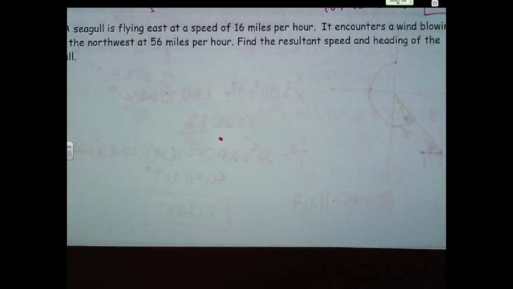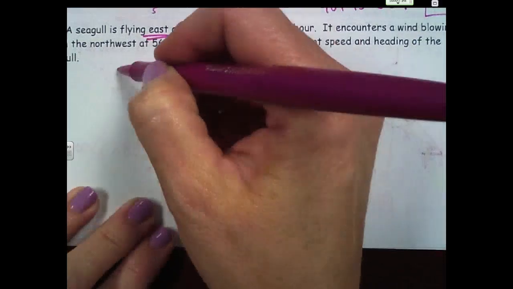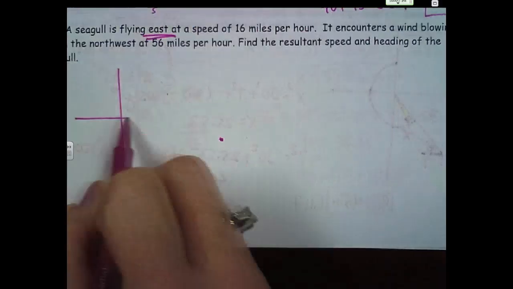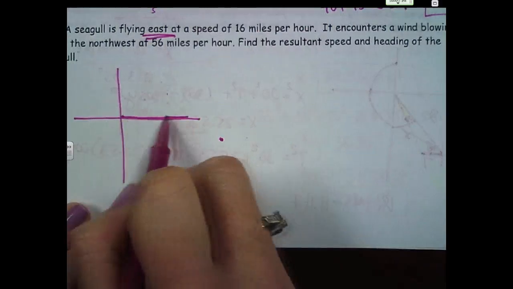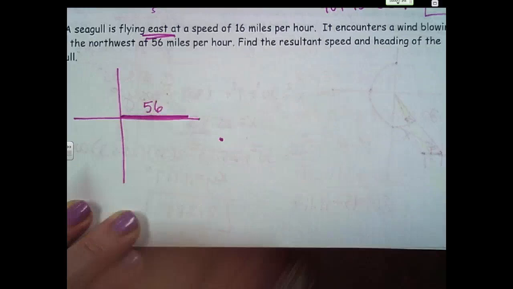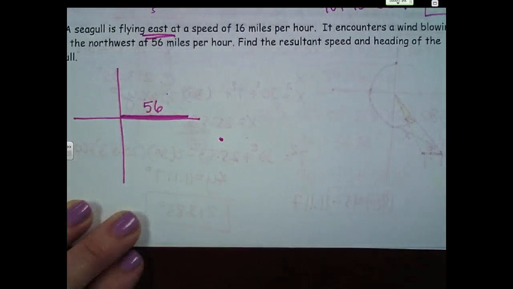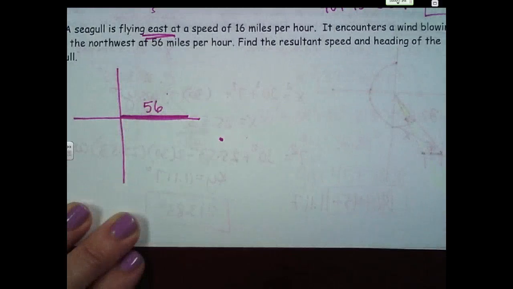Okay, so now read number 12 and solve number 12. It's your last problem. All right, you've got a seagull flying east. So you're actually going to fly east with your seagull. All right, if I'm going to fly east, then my seagull is this direction right here. So I'll make that line a little thicker. And we're going to call it 56. Now, I'm sorry, 16.